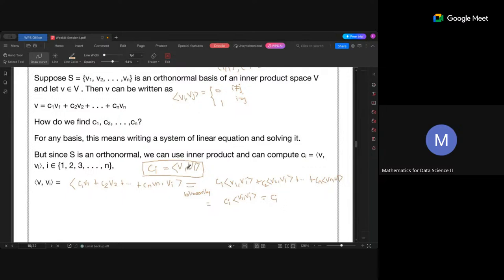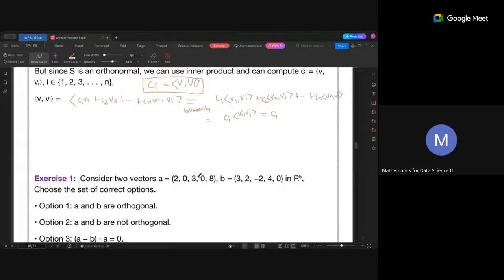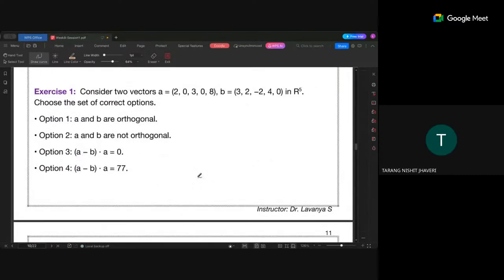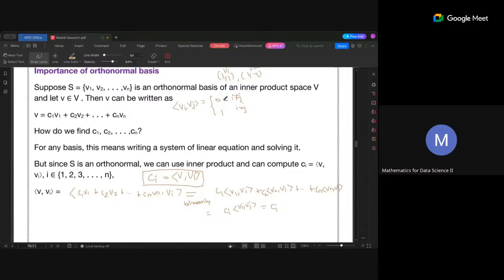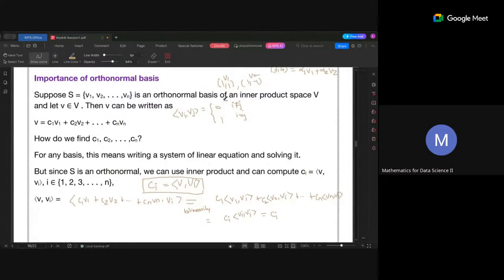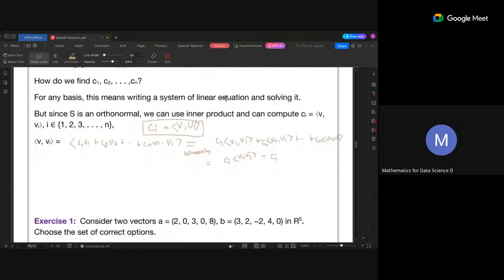How did we get Ci is equal to inner product V comma Vi? Yes, ma'am. So whenever you have an orthonormal basis, to find the coefficients you simply have to calculate the inner product V comma Vi. Okay, fine. Ma'am, I was asking if the orthogonal basis is a basis for the vector space also? Yes. An orthonormal basis means it is a basis for the vector space.